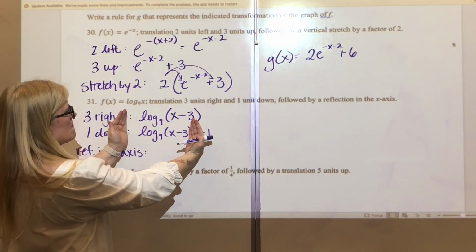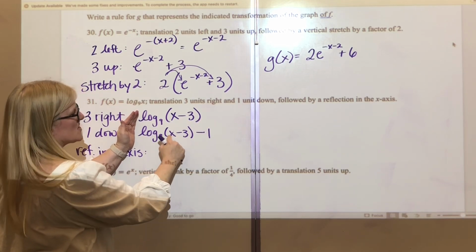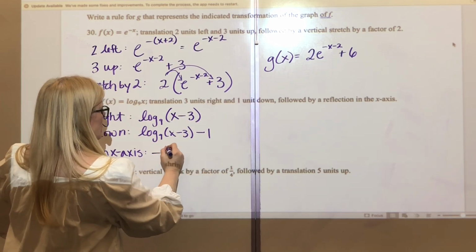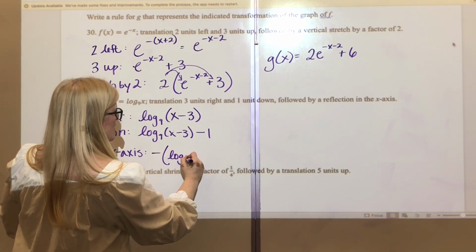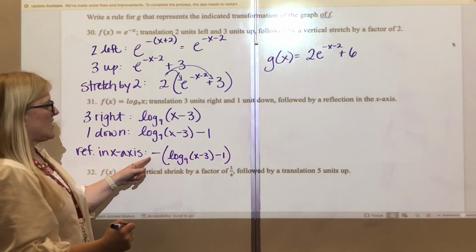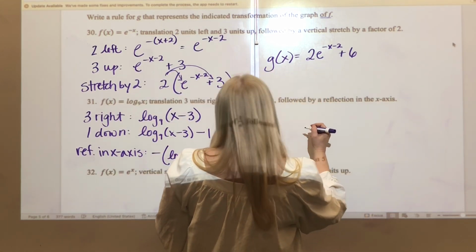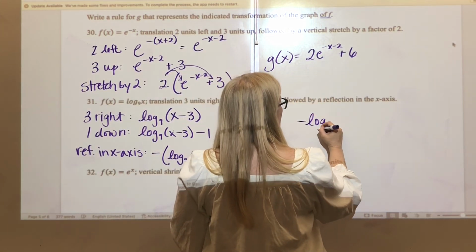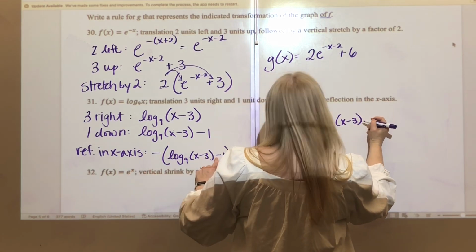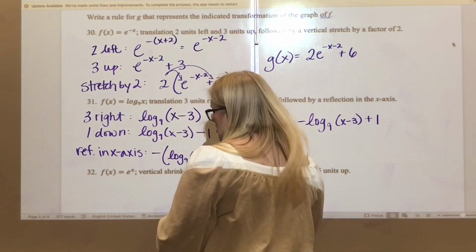Again, I have 2 terms. It's a big one, but this is 1 term. Nothing's going to get affected in here. And then I have this one. So if I put a negative in front of these 2 things, this is going to get distributed. So I get negative log base 9 of x minus 3 plus 1. And that's my g of x.